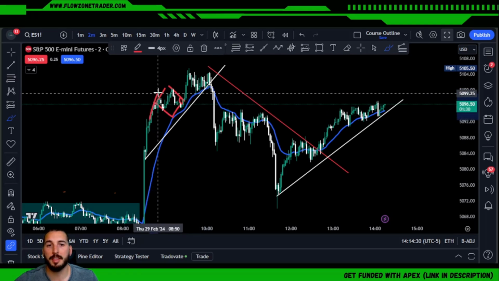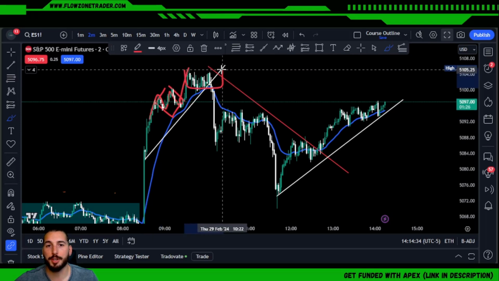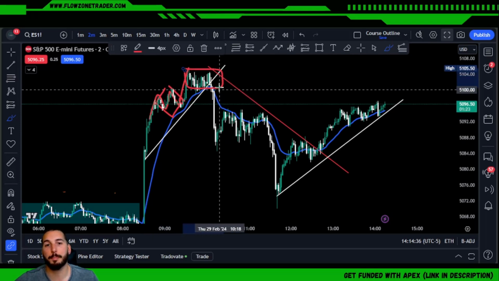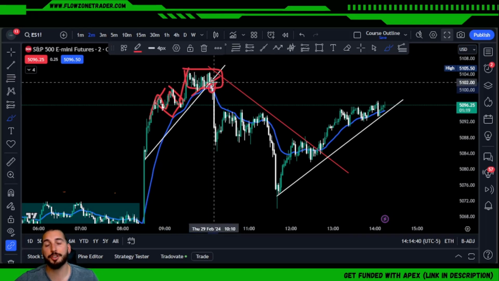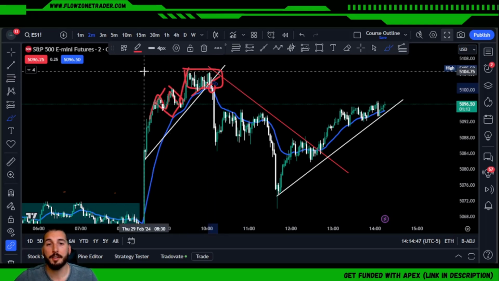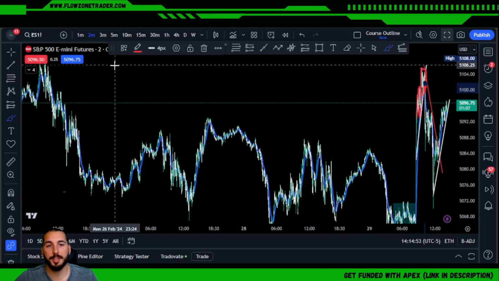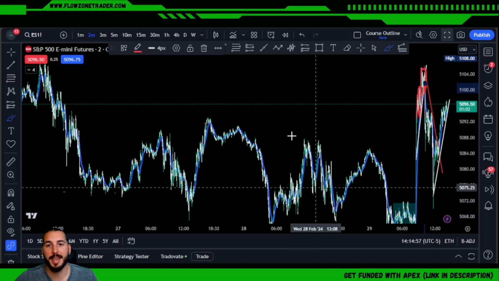If you understood that this was a 3 drive higher pattern and that we then had distribution up here, you understood that this was supply. So this breakdown right here was a very clean entry of confluence. You had supply at the top. We also had a 1 hour supply block up here from looking left. If I come across here, you will see this is all supply up here. So we're coming back to retest a level.